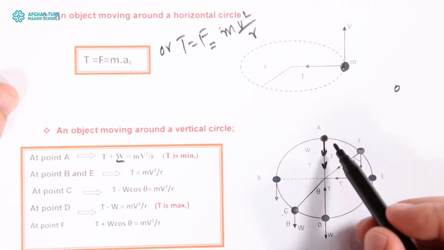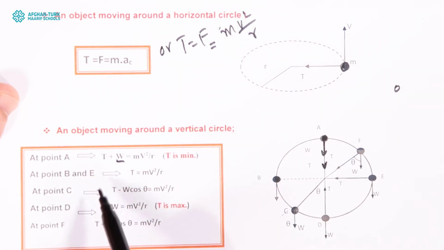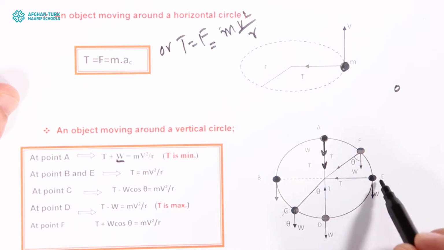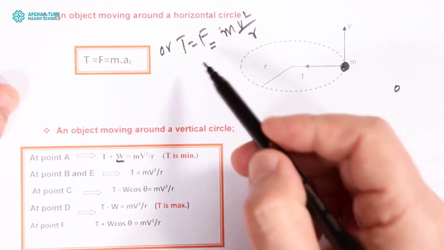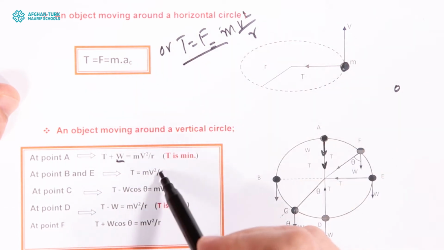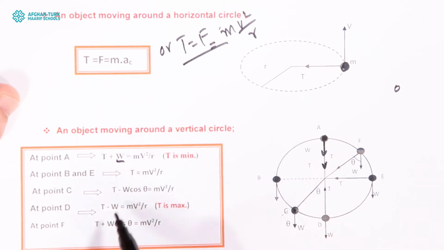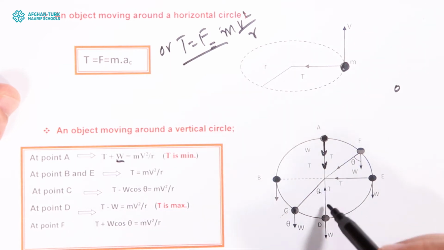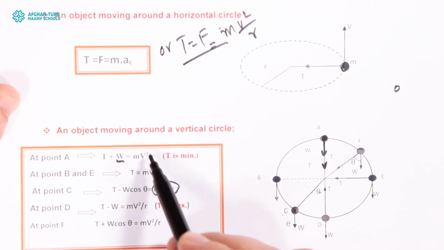Okay, next point, when the object reaches point B. We already discussed when the object is in a horizontal position, meaning the horizontal positions are E and B, so we can use the simple formula T is equal to F, which is equal to mv square by r. Next, when the object reaches point C, in this case we can use the formula adding the cosine theta, as it makes some angle with the downward vertical side: T minus W cosine theta, and the right hand of the formula is the same, mv square by r.